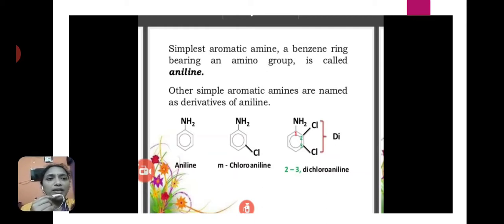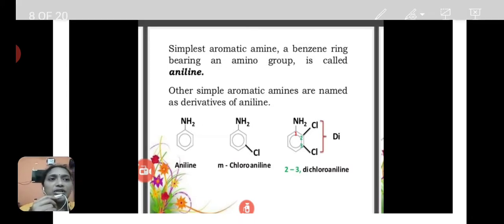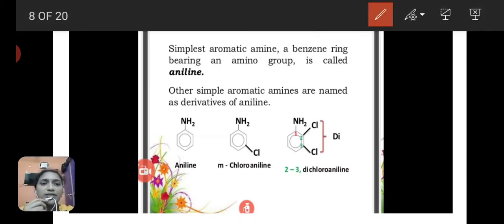The simplest aromatic amine, a benzene ring bearing an amino group, is called aniline. Okay, aniline is the example for aromatic amines. Simply, a benzene ring having an NH2 functional group is called aniline or an aromatic amine. Other simple aromatic amines are named as derivatives of aniline. Here the first structure is the aniline structure.